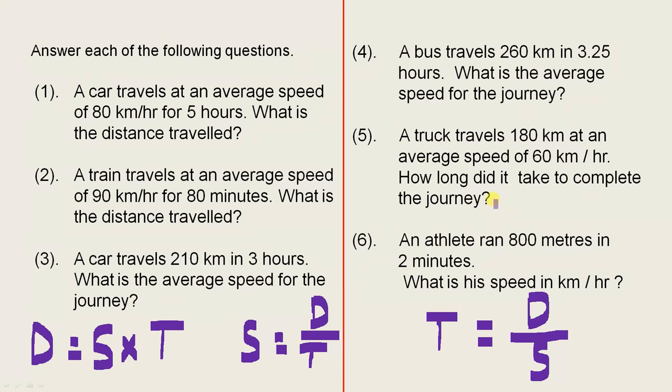This one. Number 5. A truck travels 180 kilometres at an average speed of 60 kilometres per hour. How long did it take to complete the journey? We use this one. And finally, an athlete ran 800 metres in 2 minutes. What is his speed in kilometres per hour? And we go back to this one. Now remember, the important thing here is to change this to kilometres and change this to hours. That's the tricky part. So that will be a fraction of an hour.